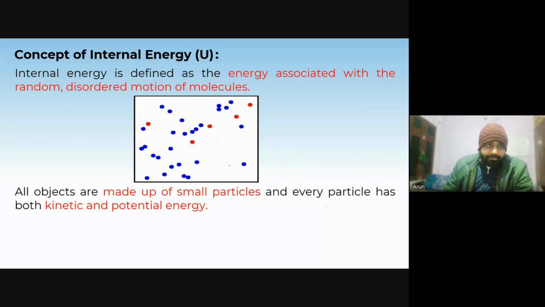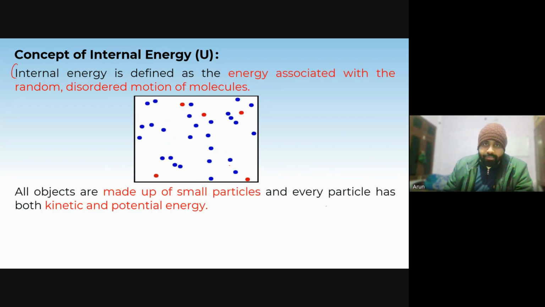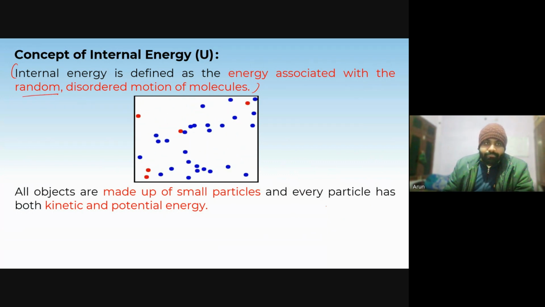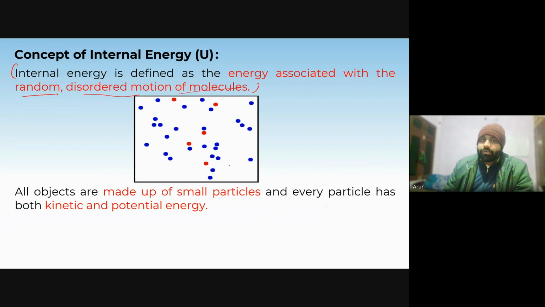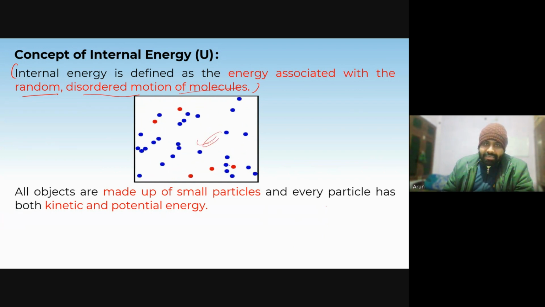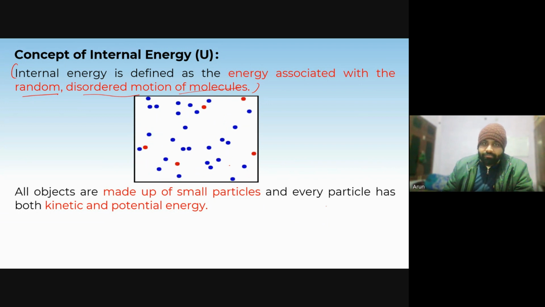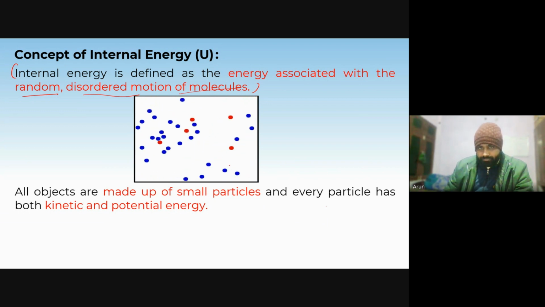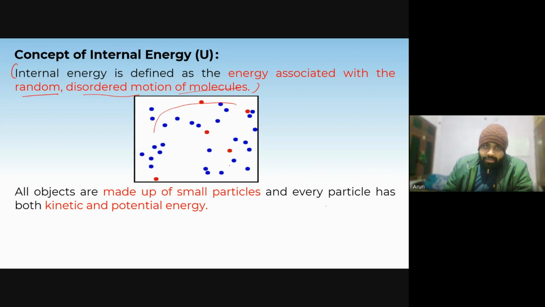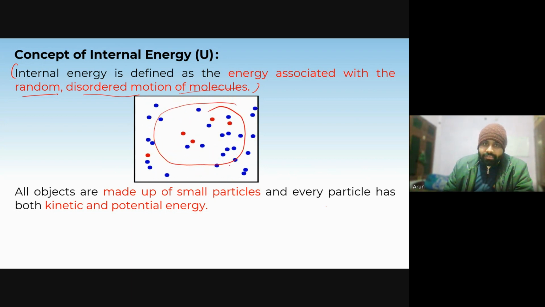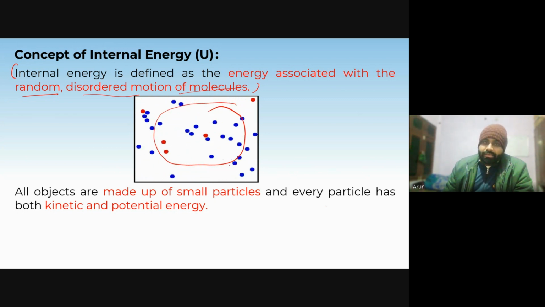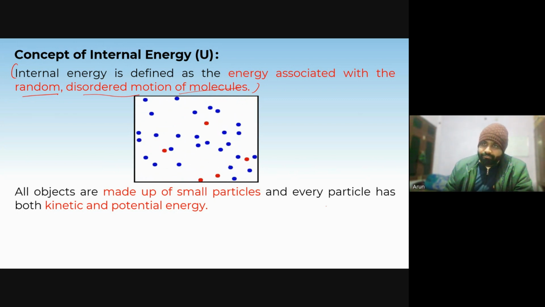One important definition you can also learn from here. It is the energy defined as the random, disordered motion of molecules, because molecules always undergo this type of motion. This is a very random motion. So the energy possessed by these randomly moving or disorderly moving molecules is termed the internal energy of the system. Got it?